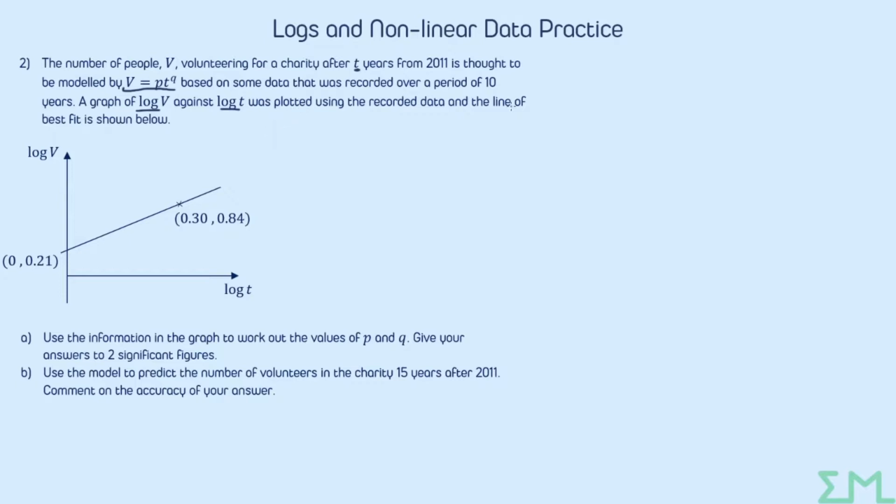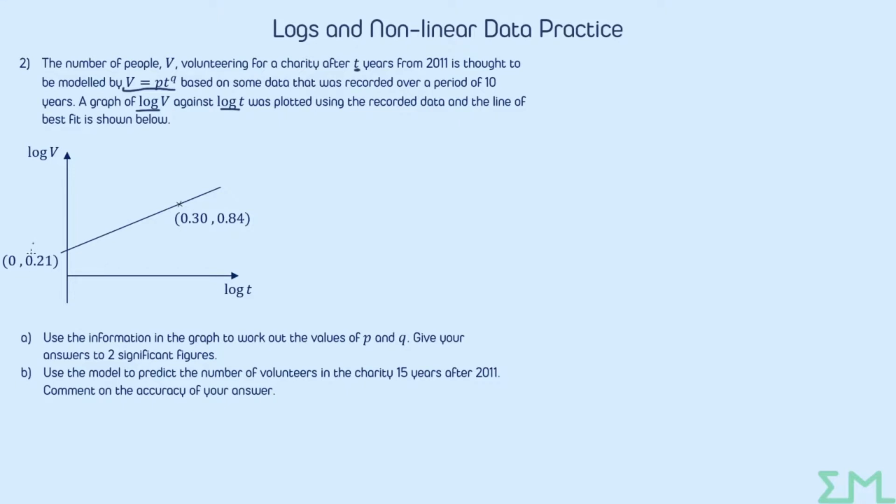And we also have a line of best fit shown on the graph, and we've got some information here. Use the information in the graph to work out the values of P and Q. Right, so this isn't as structured as previous questions. So we know that we're going to have to look at the equation of this straight line, and we're going to have to look at logging the original equation and linking up the values that we've got. Let's start by writing down the equation of the straight line.